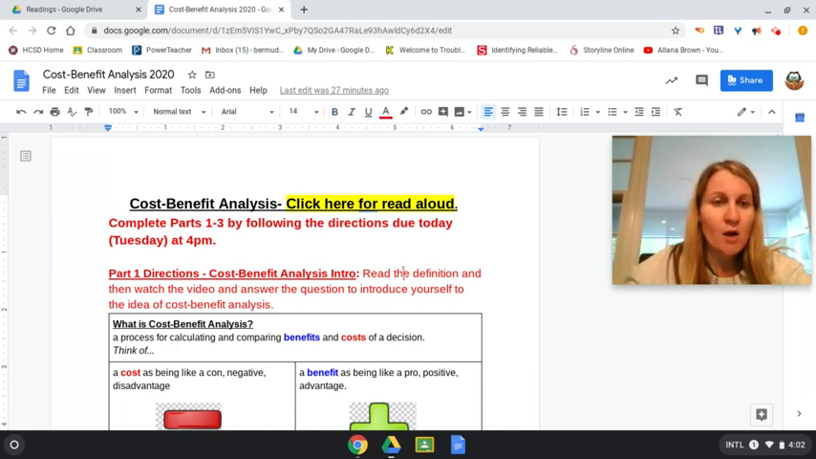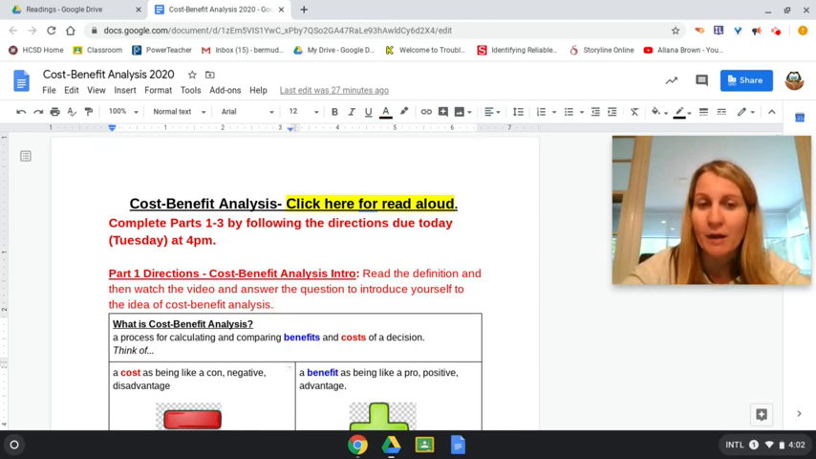It says, Part 1 Directions, Cost Benefit Analysis Intro. Read the definition and then watch the video and answer the question to introduce yourself to the idea of what cost benefit analysis is. So, what is cost benefit analysis? A process for calculating and comparing benefits and costs of a decision.